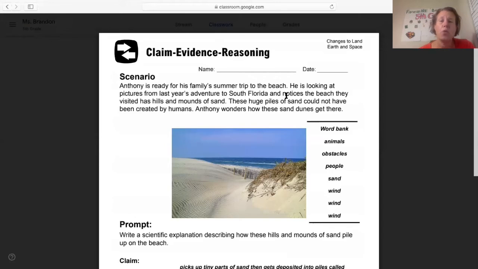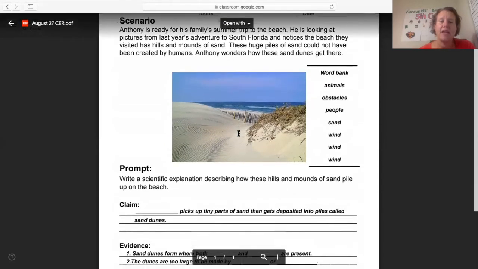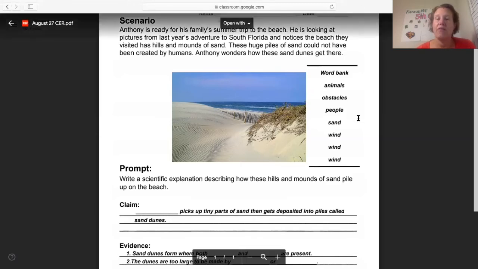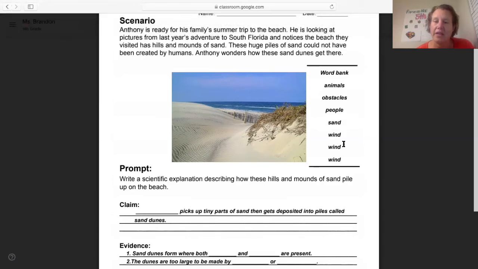So we're going to write a scientific explanation describing how these hills and mounds of sand pile up on the beach. We're still learning how to do these CERs, so you just have to fill in the blanks. And I even have a word bank for you here: animals, obstacles, people, sand, and then wind three times. So you can cross those off and fill in the blanks.